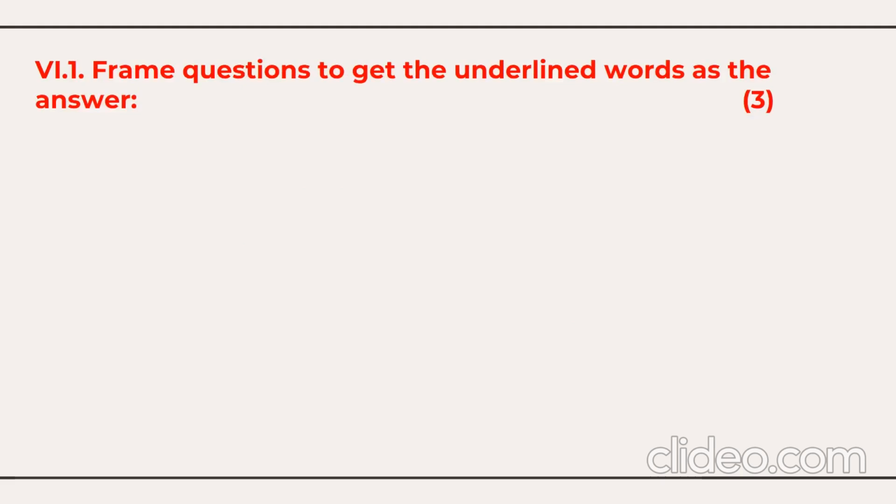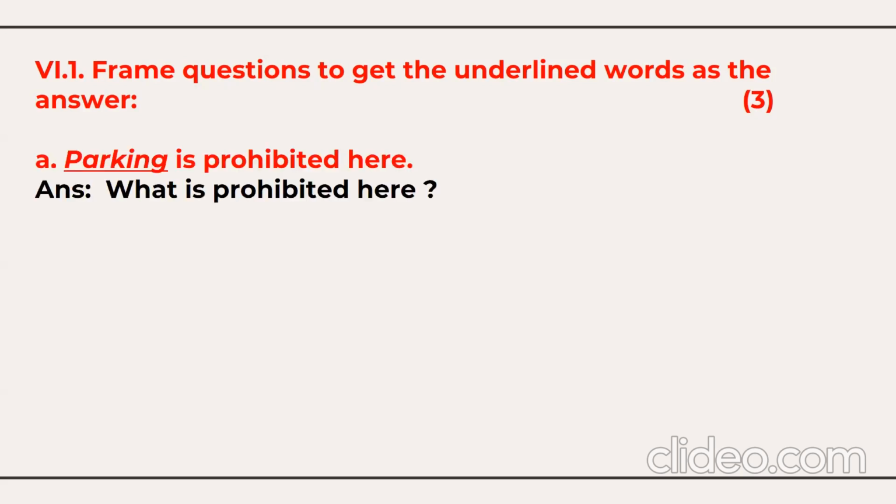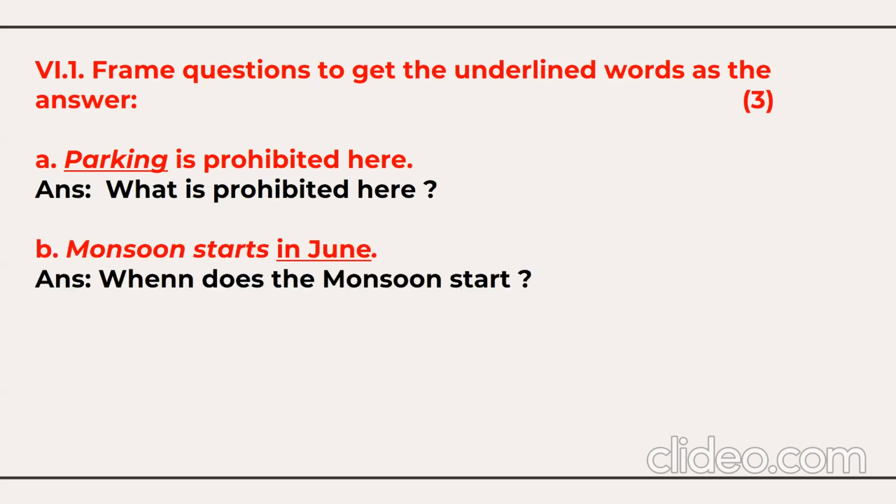Next, you have here questioning skills. So the questioning skills are for 5 marks. So 3 questions you need to frame WH questions to get the underlined word as an answer, and the 2 questions from the question tag. Parking is prohibited here. So underlined word is parking. You need to get this one as an answer from the question. What is prohibited here? Question mark.